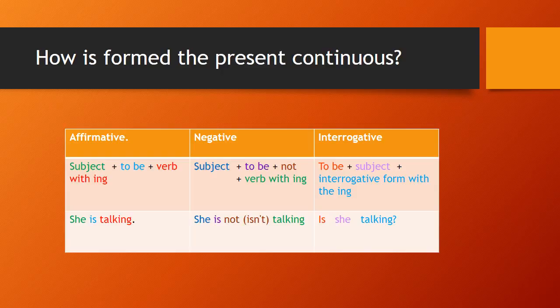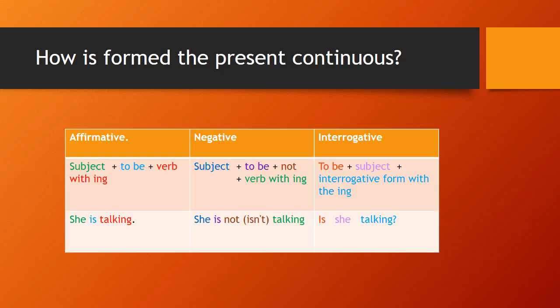Negative form: subject plus to be plus not plus verb with ing. She is not, or the other form, isn't. She isn't talking. Interrogative form: to be plus subject plus verb with ing. Is, subject she, and verb with ing, talking. Is she talking?